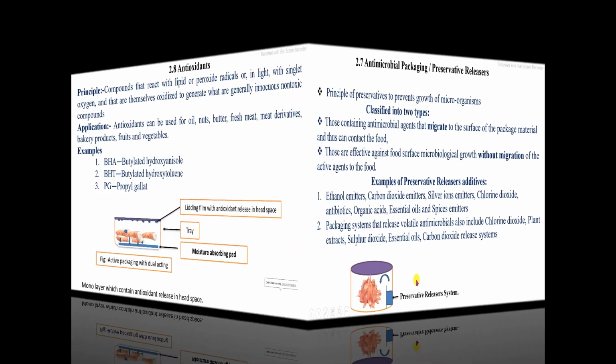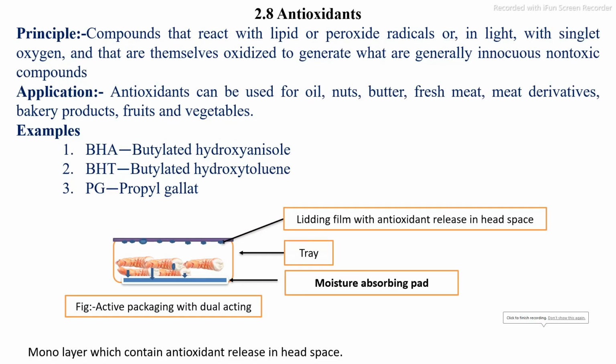The next active packaging system is the antioxidant releasing system. The basic principle is that after packaging, the internal oxidative changes are controlled by continuously releasing antioxidants. The specific applications are for the packaging of oil, nuts, butter, fish, meat derivatives, bakery products, fruits and vegetables, mostly foods containing a high percentage of fat.